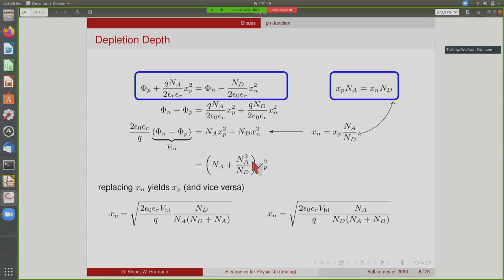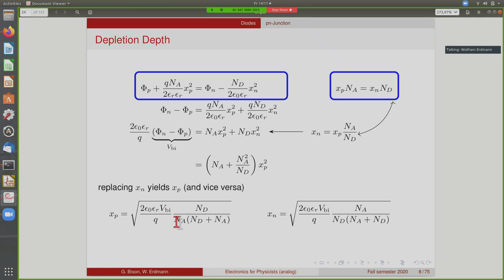So now we have a relation between xp and the built-in potential, and you can write it like this. xp is the square root of this expression here, where you have the built-in potential and this combination of the carrier densities. Of course, you can also play this the other way around, and then you get the value of xn as a function of the built-in potential and the densities of acceptors and donors.